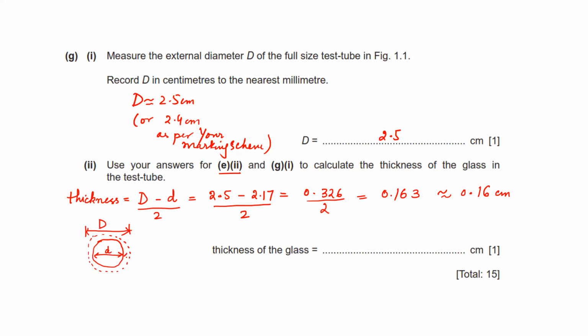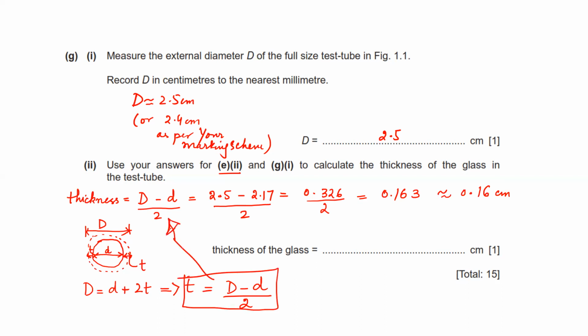So, and the thickness, this is the thickness. So in the complete diameter, we have complete D is equal to D plus 2 times thickness. So if we have to measure thickness, this is actually equal to D minus small d divided by 2. So this is how this formula is derived. So my answer, 0.16 centimeters as the final value.